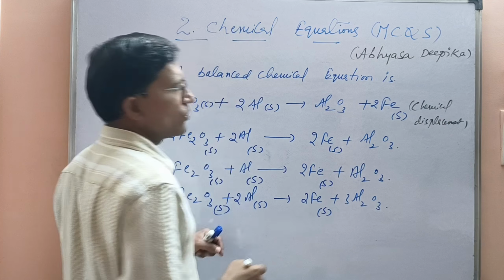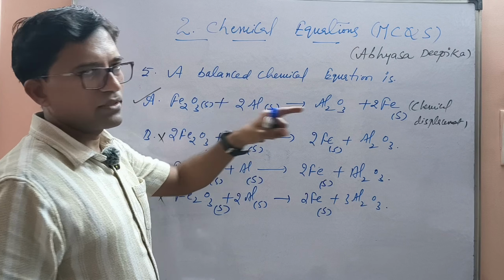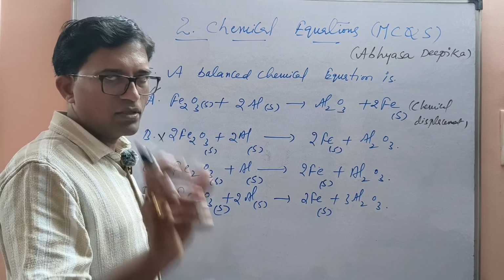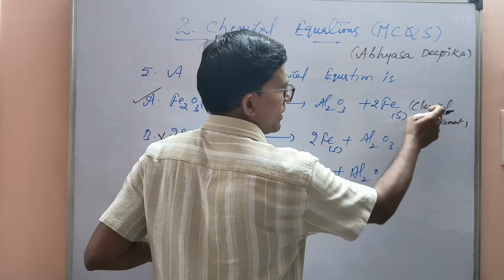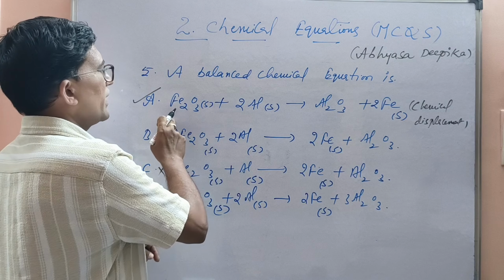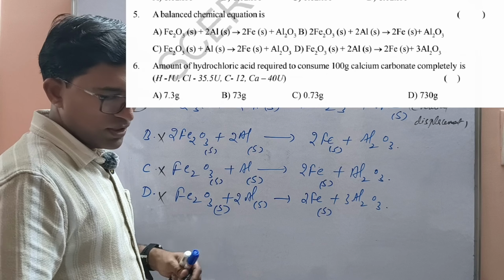Chemical displacement, you don't have this particular thing in your second chapter, chemical equations. He did not mention it, but for conceptual understanding, I mentioned what type of a chemical change it is: chemical displacement reaction. And the right option for the fifth question is A. Check the question on the screen also.